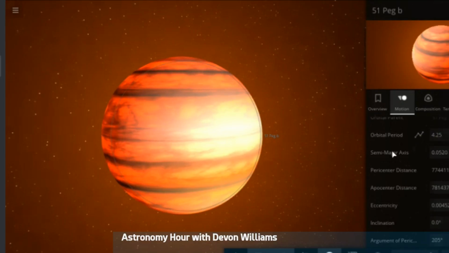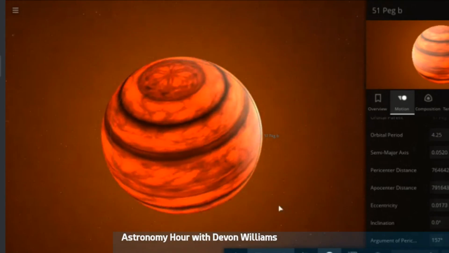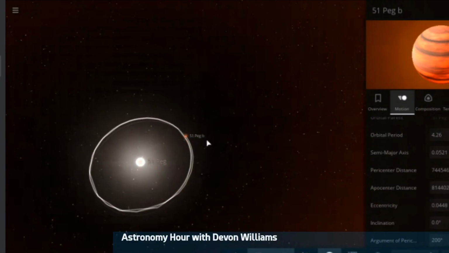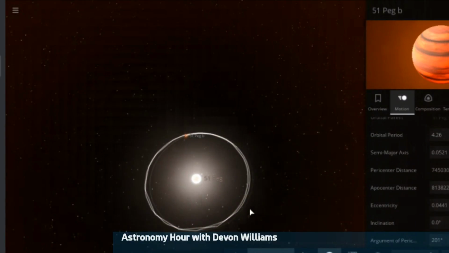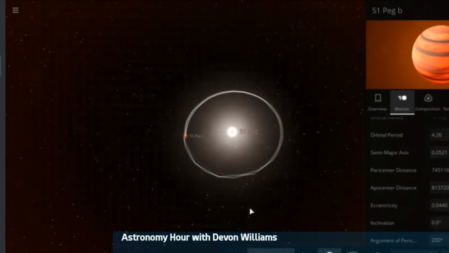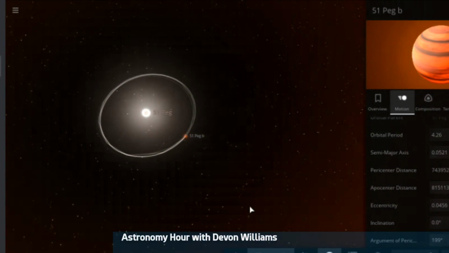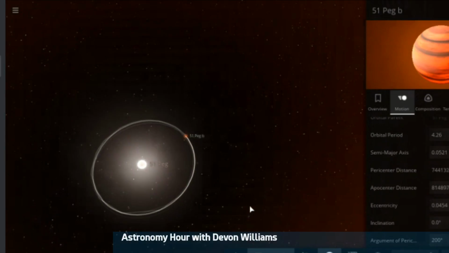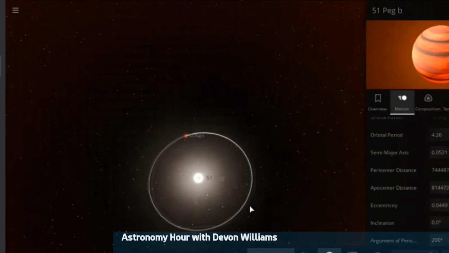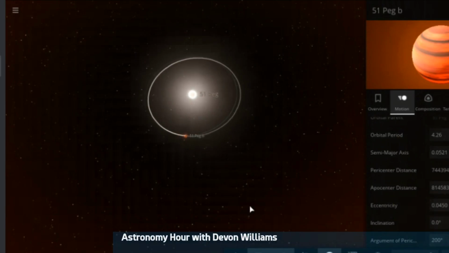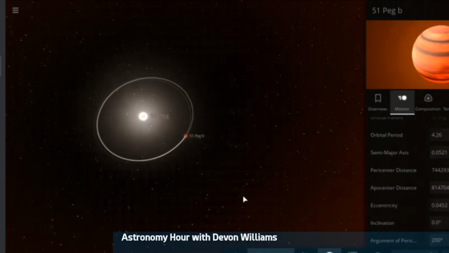We can see here the orbital period is only 4 days, so a year for this planet is only 4 days, which I think is just incredible to think that a planet could be so close into a star. And we thought, okay, well, this is an odd one. This is just an odd occurrence. You're going to expect to find the usual anomaly.